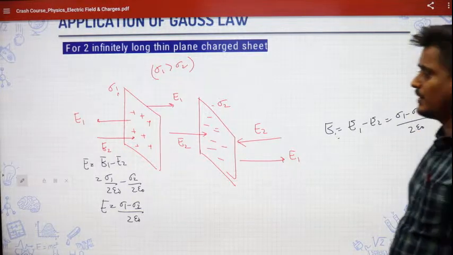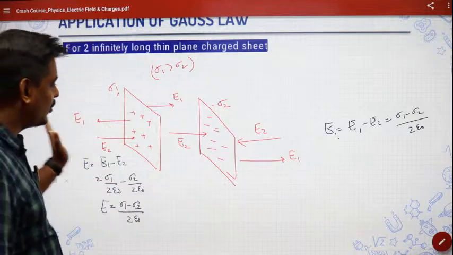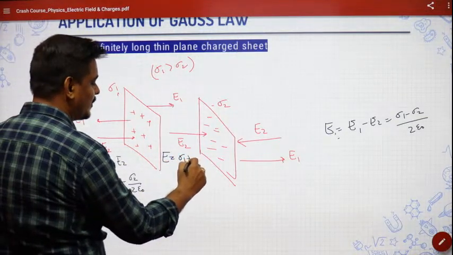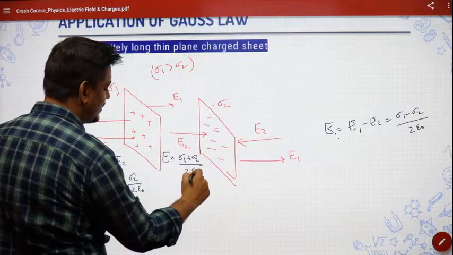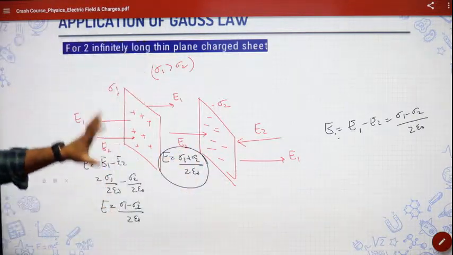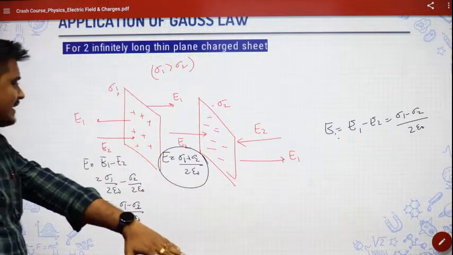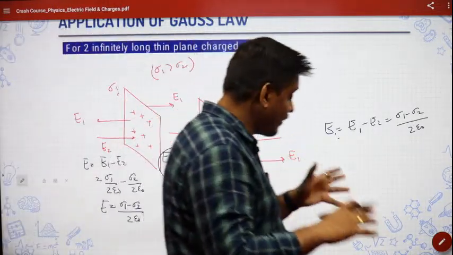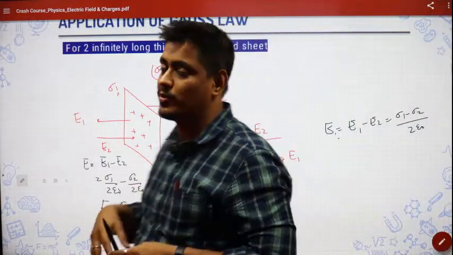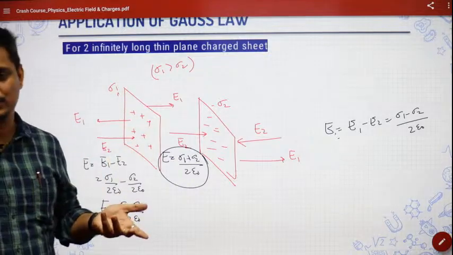About the center, if you see, both things are going in the same direction. So net field E will be equal to sigma 1 plus sigma 2 by 2 epsilon naught. Opposite to what we have seen in the previous slide. In the previous case, we saw that on the left and right hand side, we had sigma 1 plus sigma 2 by 2 epsilon naught. In center, we had sigma 1 minus sigma 2 by 2 epsilon naught. Here it is opposite because the charges of the plates are opposite.